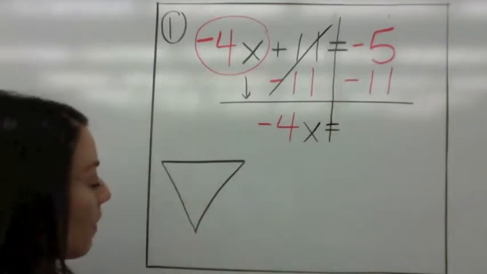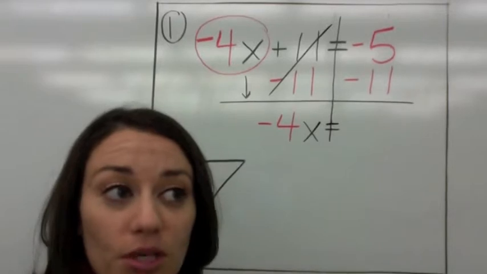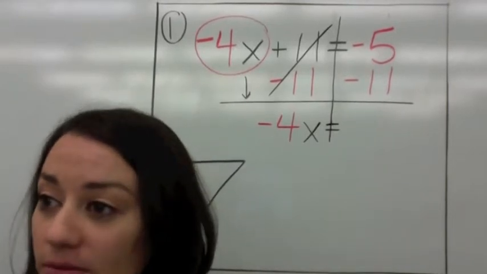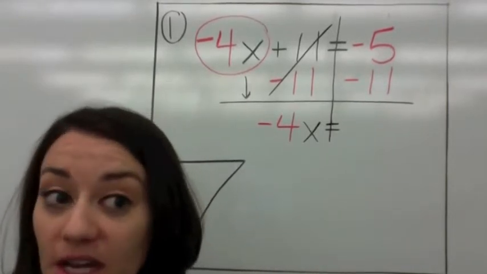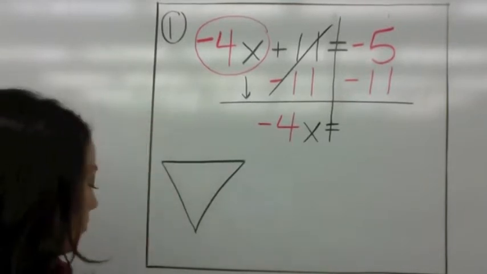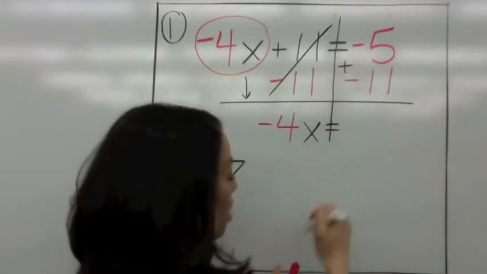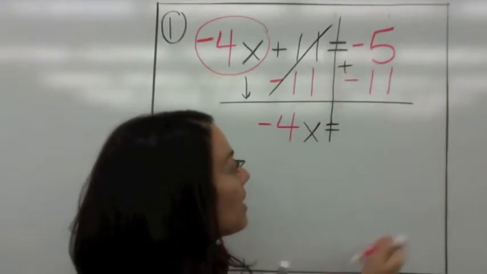Now, we need to do the operations on this side. These are integers, right? Do they have the same sign or different signs? Same signs, right? They're both negative. So you say same signs, add and keep. So you're going to add these two numbers together, but you're going to keep their negative sign.